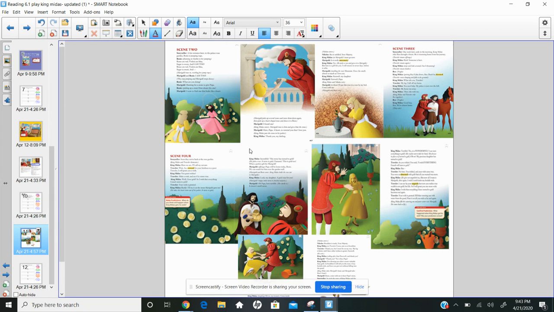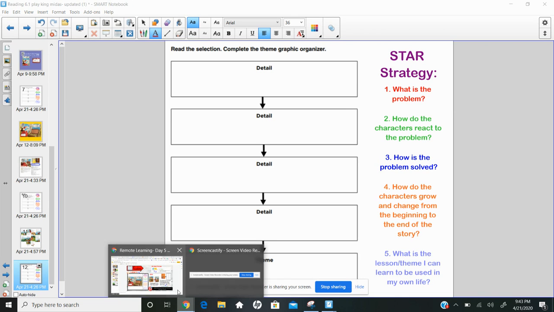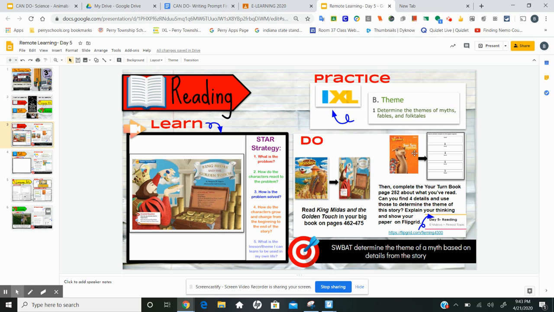So I'm going to ask that you read the rest of the story, the rest of the scenes. There are 4 scenes, and you can read each one of these. Again, if you want to read with us as a class, you can, but you can read it on your own as well. You could even have your family each take a different character. That could be fun. And then you're going to fill in your graphic organizer, and again, use these STAR strategy questions to help you. This is in your Turn book on page 252.